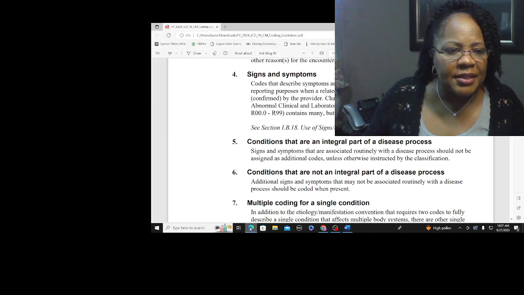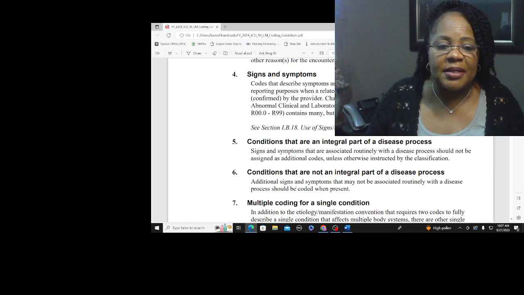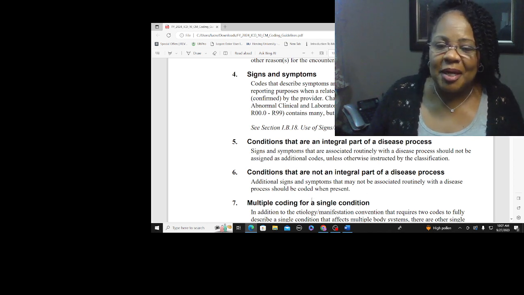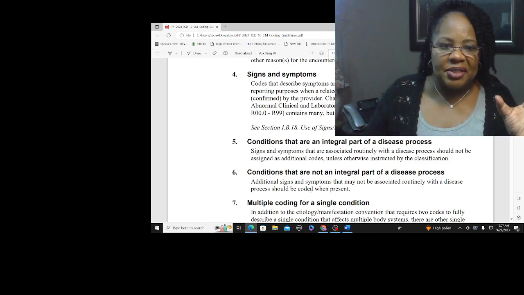6, I think we covered 6 as well. Conditions that are not an integral part of the disease process. Additional signs and symptoms that may not be associated routinely with the disease process should be coded when present. If it doesn't lead to a definitive diagnosis, then code the sign or symptom.